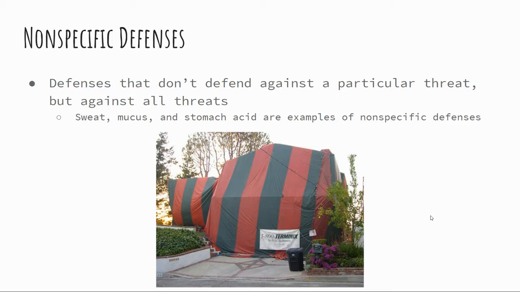So the immune system is going to be split up into two different categories. You have your specific defenses and your non-specific defenses. So your non-specific defenses are kind of that blanket type defense system, things that are going to react to anything that is not supposed to be there. So these are defenses that don't defend against a particular threat, but against all threats. So some examples are sweat, mucus, stomach acid, anything along those lines is considered a non-specific immune defense system.